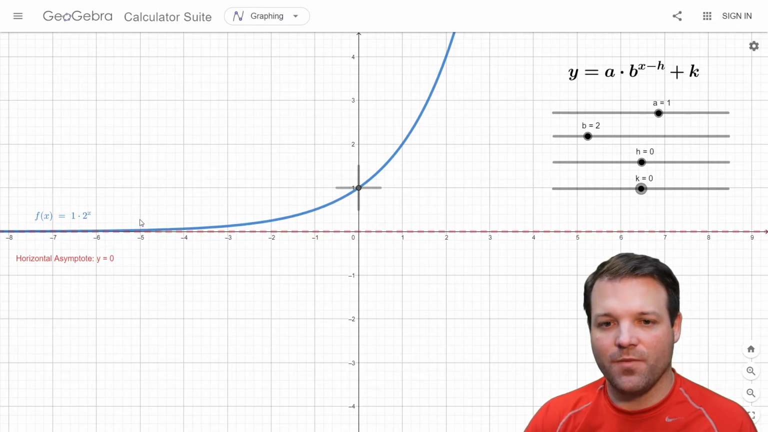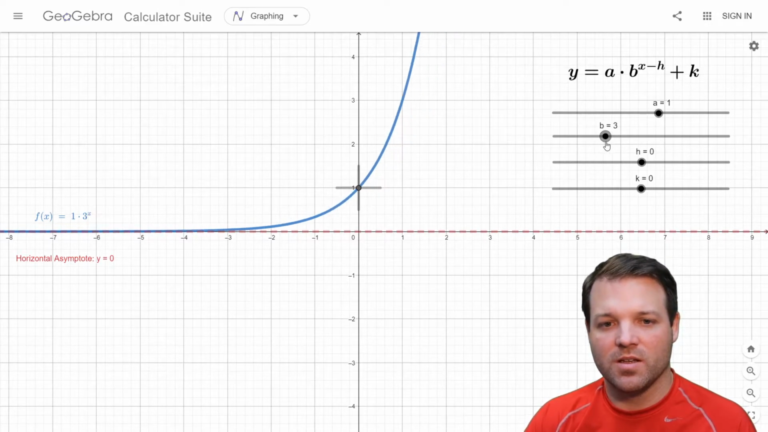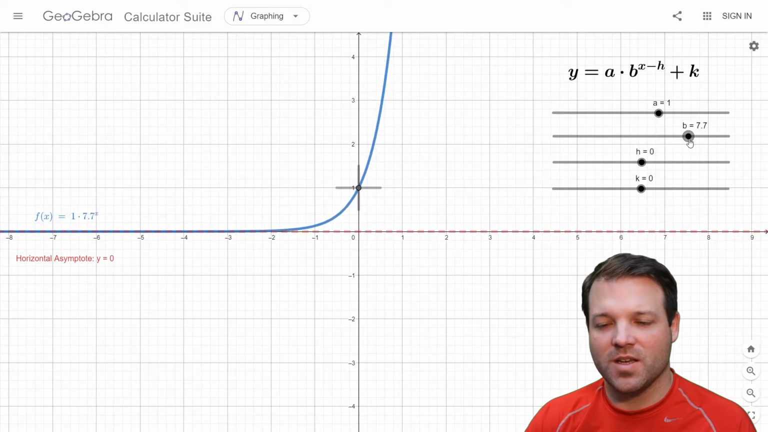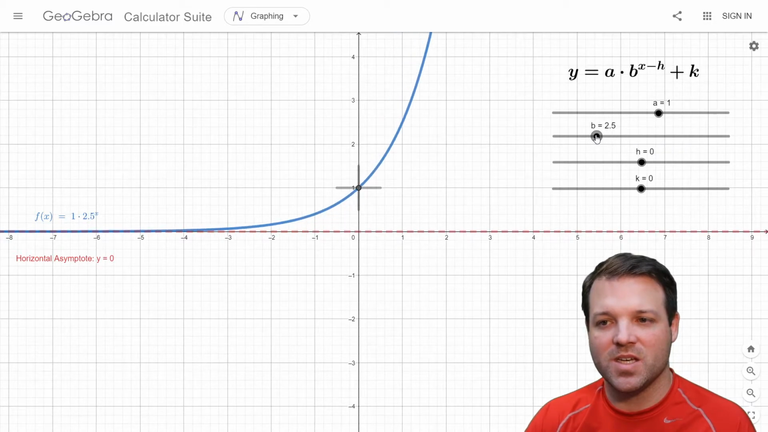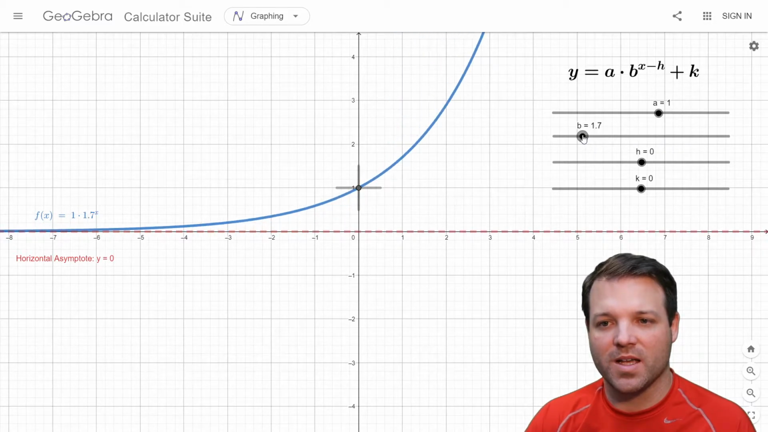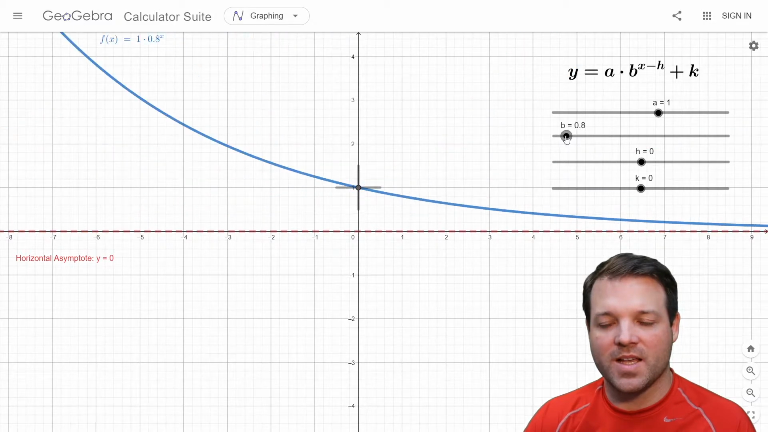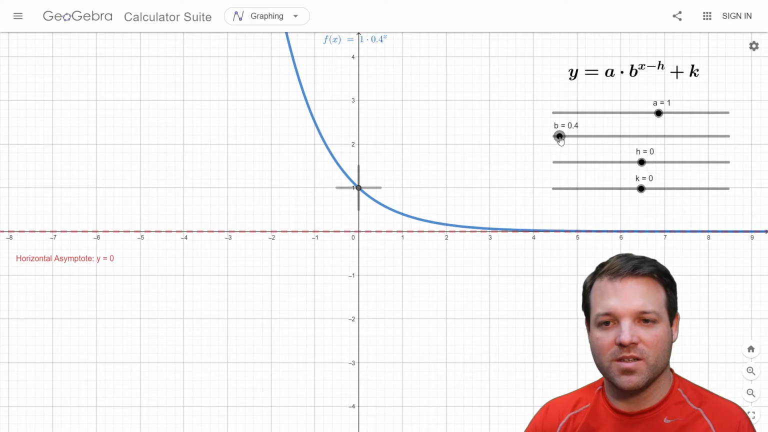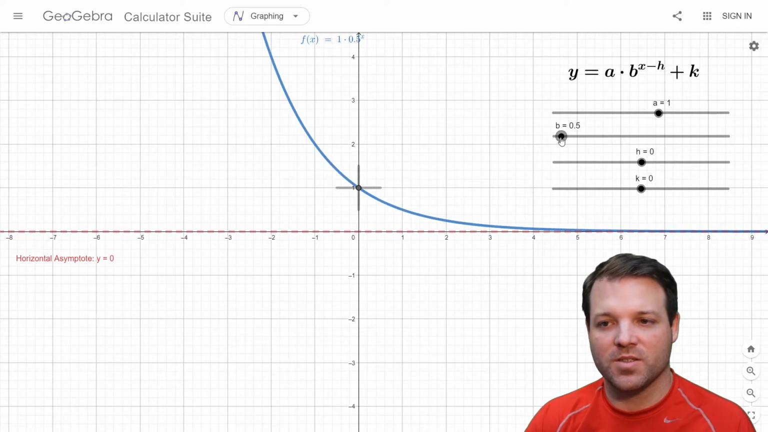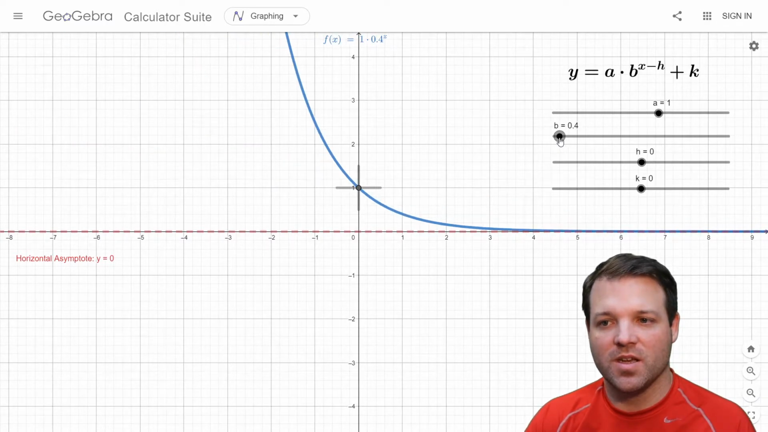In fact, if I change this base from 2 to anything else, let's go ahead and change that. So I'm going to increase it. You can see as the base increases, the graph is going to increase more rapidly. And as the base decreases, it's going to compress down. And as b becomes a fraction, it's actually even going to flip to the other side, or start decreasing, which makes sense, by the way.